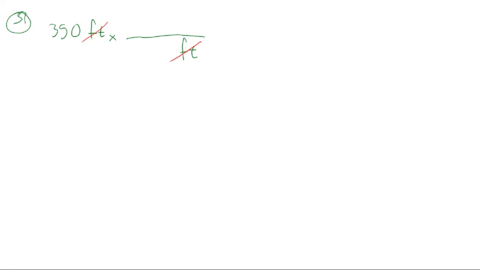And now we just need to fill in the number so that the fraction is equal to 1. And we want to wind up having yards. So we need an equivalent amount of feet to yards. Well, I know that there are 3 feet in 1 yard. Okay, so we get 350 divided by 3, or 116 1/3 yards. Okay, so that's the basic idea there.